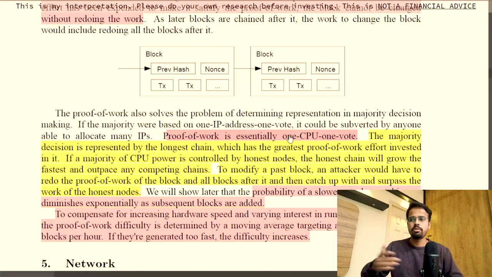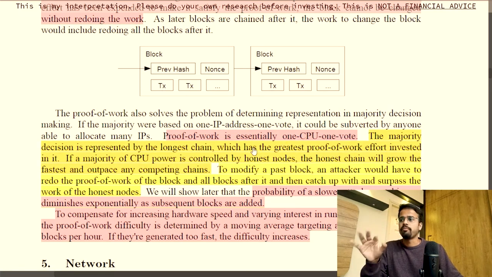Okay, I just have to buy these many IPs. But even if I am not participating in the network, or putting in the effort to find hashes or blocks or data or maintain transactions, I will get the voting rights, and even larger voting rights compared to others. So proof of work says we won't do this. We will essentially provide one CPU, one vote.